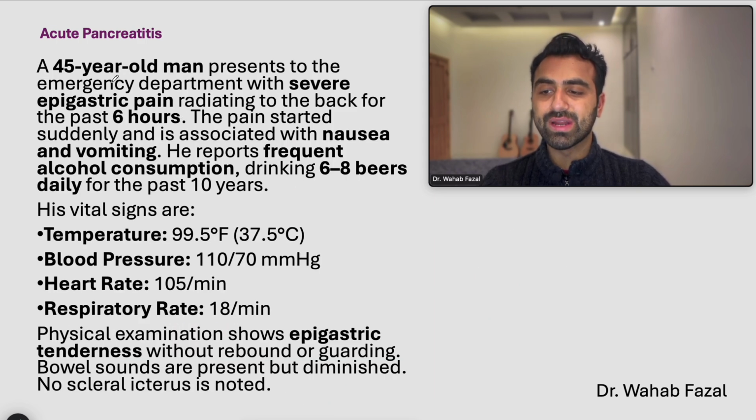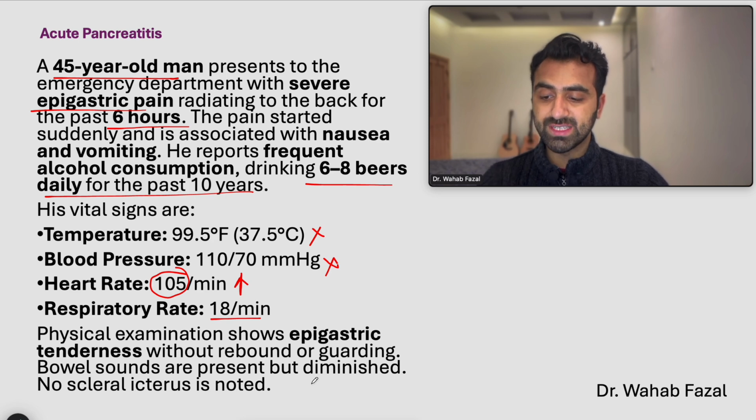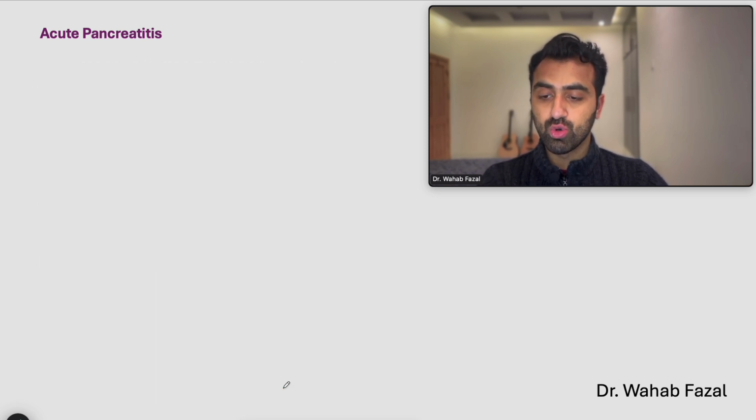So in the end, let us look at that case again. A 45-year-old man presents to the emergency department with severe epigastric pain radiating to the back for the past 6 hours. So severe epigastric pain goes from front to back for the past 6 hours. Pain started suddenly and is associated with nausea and vomiting. He reports frequent alcohol consumption, drinking 6 to 8 beers daily for the past 10 years. His vital signs: he does not have fever, does not have high blood pressure, just has slight tachycardia. It's greater than 60 to 100, so it's 105. And then respiratory rate is around 18. Physical examination shows epigastric tenderness without rebound or guarding. Bowel sounds are present but diminished, and no scleral icterus, so no jaundice.